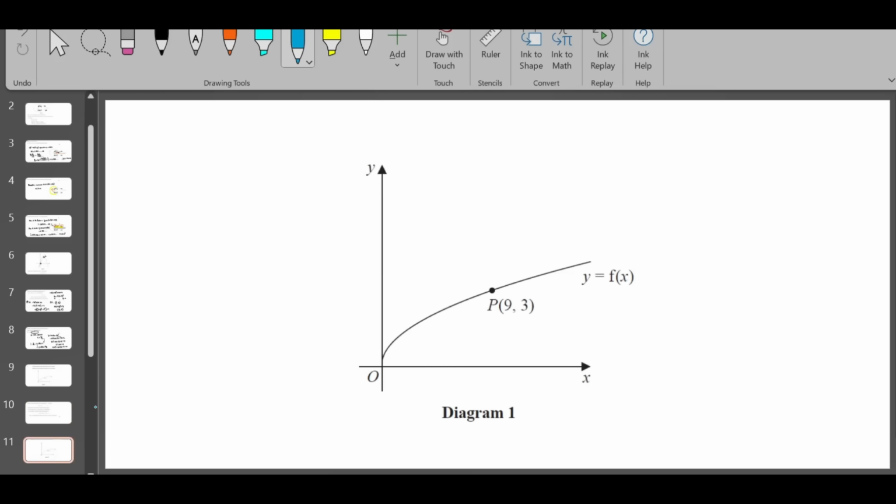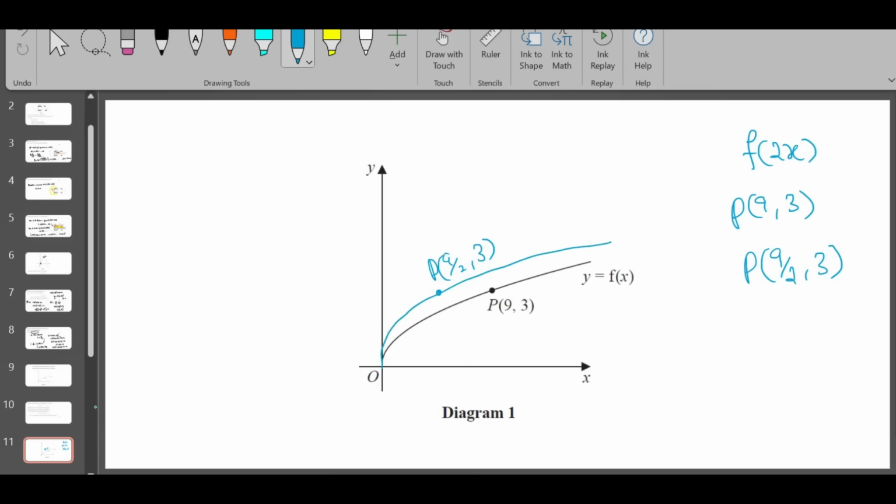Diagram 1 is here. So first I'm going to sketch f of 2x. The point P of 9, 3 becomes, you need to divide the x coordinates by 2. So it becomes P of 9 over 2, 3. So the 9 over 2 will be here. This is P of 9 over 2, 3. Origin stays the same. You cannot use colors in the exam, so you better label it.